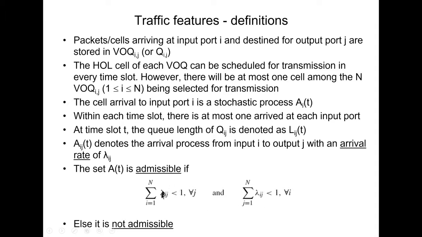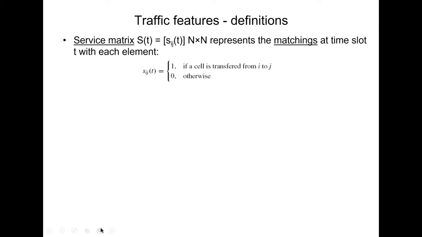So this is the condition on the input that tells you that no more than one cell can be transferred from an input port towards the outputs. And this is the condition on the output that tells that no more than one cell can be transferred to the output port in each time slot. If these two conditions are not fulfilled, then the set of cells at a certain time t is called non-admissible, otherwise it's admissible.